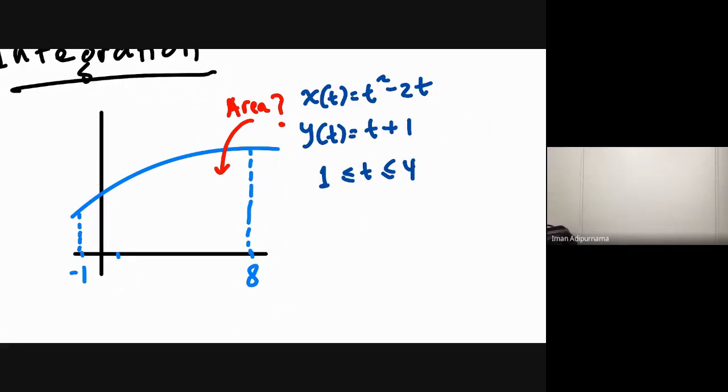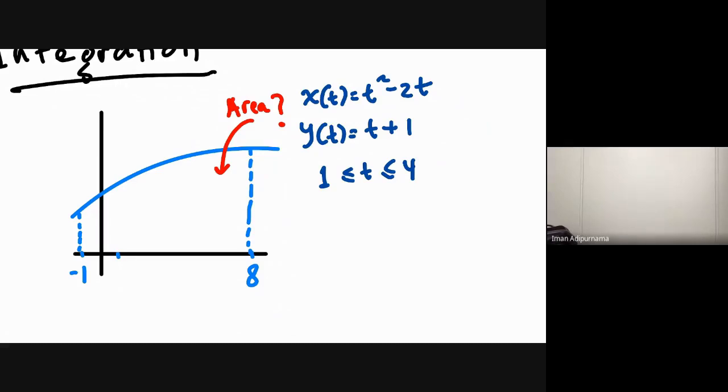But actually, if you see the equations, first you need to develop what is x from this t, and what is y from t. Somehow you get this line, and actually the area is under this line, right?